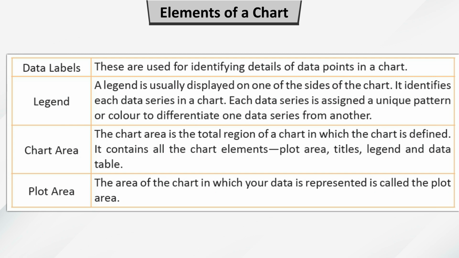Chart area: the chart area is the total region of a chart in which the chart is defined. It contains all the chart elements: plot area, titles, legend, and data table. Plot area: the area of the chart in which your data is represented is called the plot area.